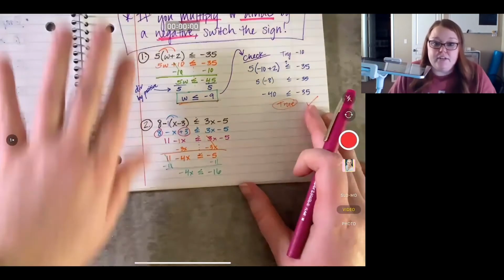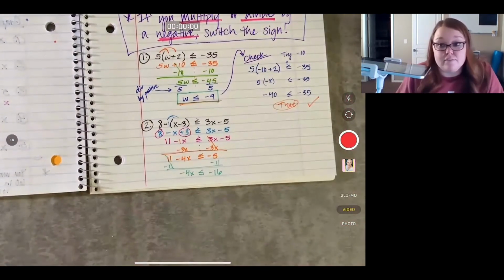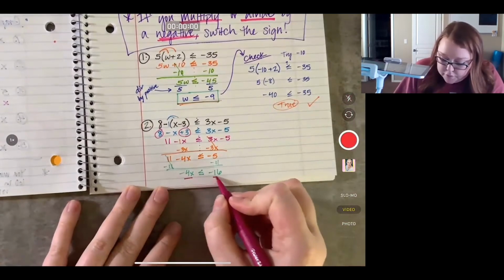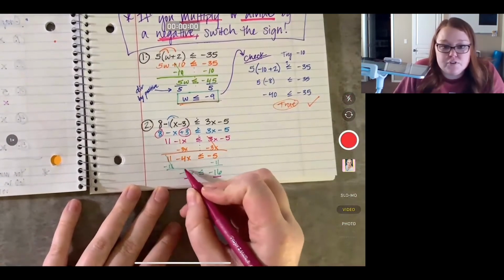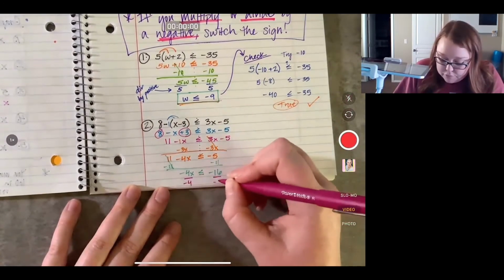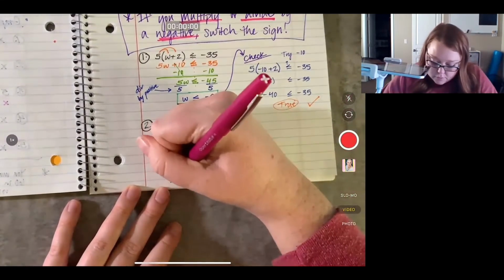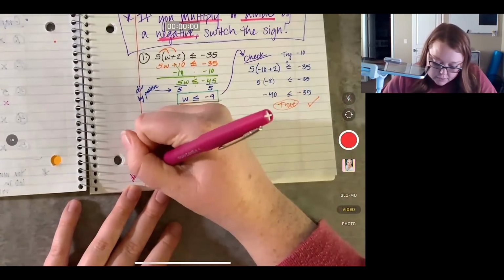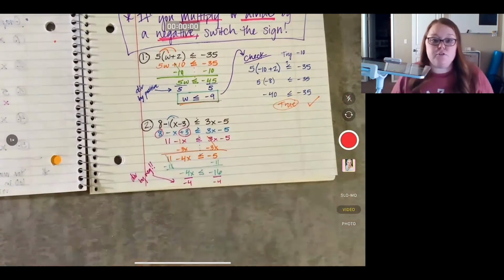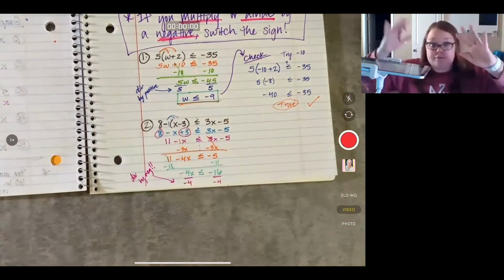And then I go down here. I want to get x by itself. I'm isolating my variable, so I'm going to divide by whatever the coefficient is. This coefficient is -4, so I'm dividing by -4. Now, since you're dividing by a negative, there should be an alarm going off in your head.